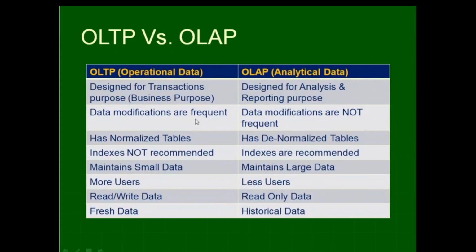OLTP data means frequently we are modifying. I have changed my address. You go to the bank. I have changed my mobile phone. You deposit cash, withdraw cash. Every time data will change. More data, more writings are going to happen in the OLTP.